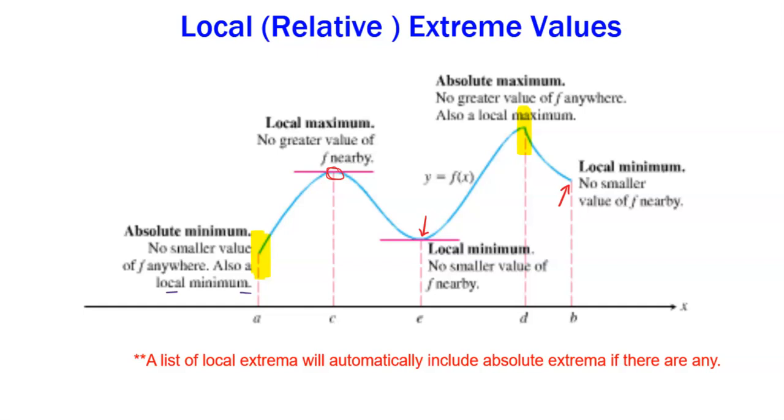Absolute minimums are included in local minimums. So if you make a list of all your local extrema, the absolute extrema will be in there. So if you have an absolute max or an absolute min, you can also call that a local max or a local min.